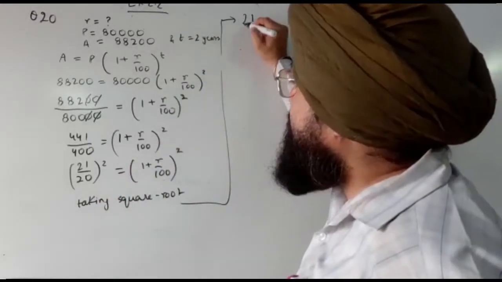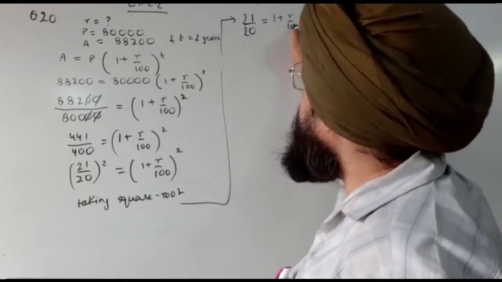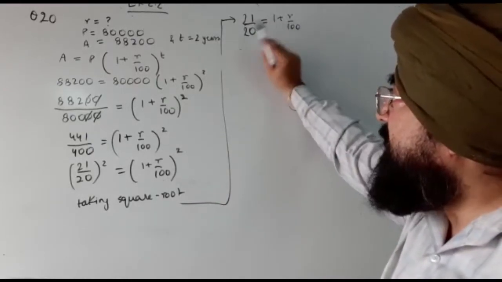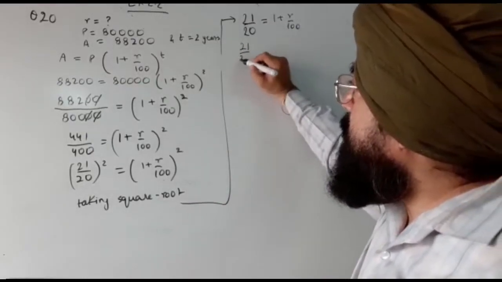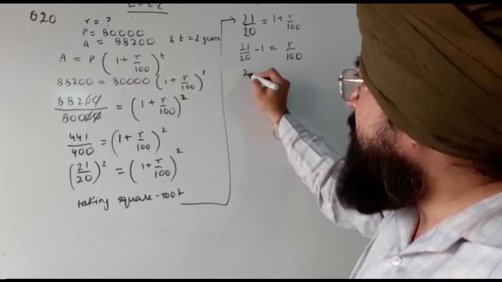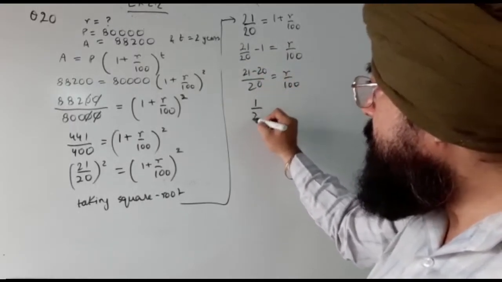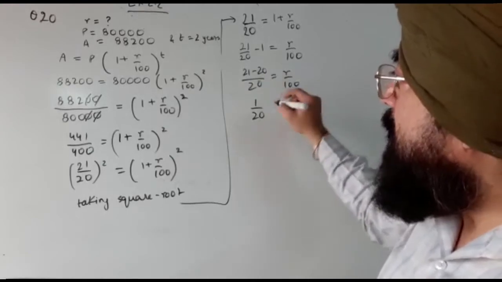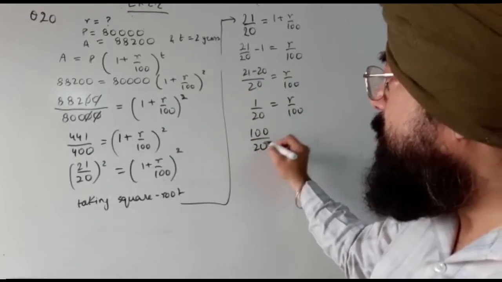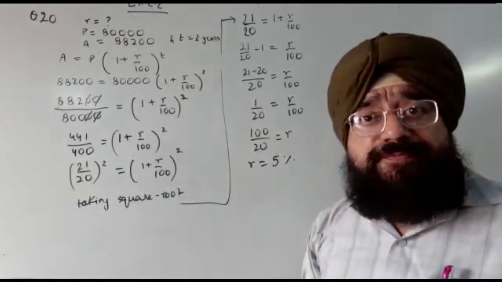See, of the same type, exactly the same working. 21 upon 20 is equal to 1 plus r upon 100, and you can see that I can solve this by any of the methods. One method is taking 1 on the other side. So 21 upon 20 minus 1 is equal to r upon 100. So that makes it 21 minus 20 upon 20 is equal to r upon 100, will give you 1 upon 20 is equal to r upon 100, and this time if I cross multiply, 100 upon 20 is equal to your r, will give you only 5% as a rate of interest.